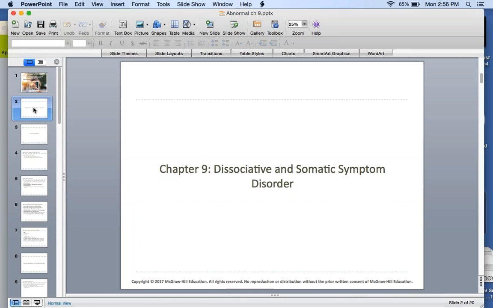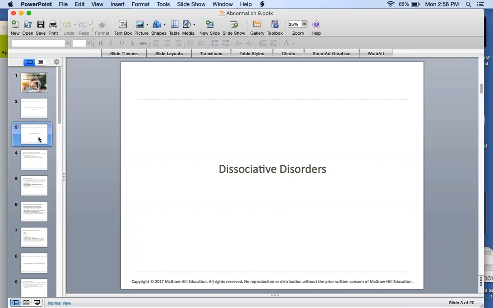Today we are going to talk about two different categories here. We're going to talk about dissociative disorders, and we're going to talk about somatic symptom disorders. Now, soma, as we've mentioned before, means body. So these are body symptom disorders, okay? And dissociative disorders we will also discuss here, okay?